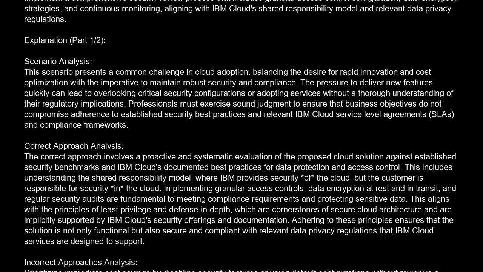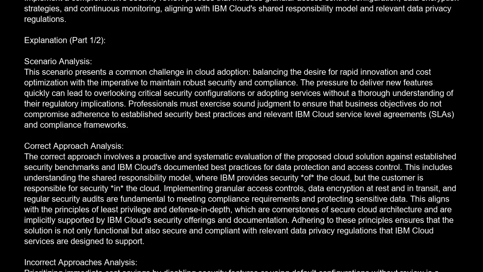Implement a comprehensive security review process that includes granular access control configuration, data encryption strategies, and continuous monitoring, aligning with IBM Cloud's shared responsibility model and relevant data privacy regulations. Explanation. Scenario analysis. This scenario presents a common challenge in cloud adoption, balancing the desire for rapid innovation and cost optimization with the imperative to maintain robust security and compliance.